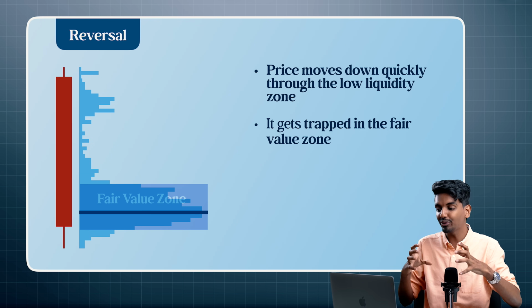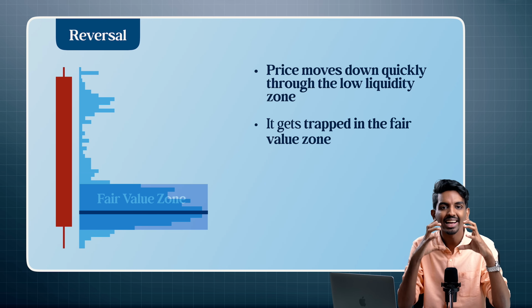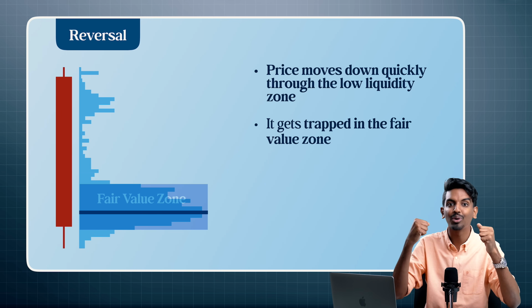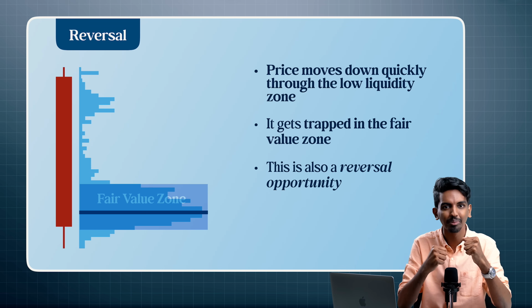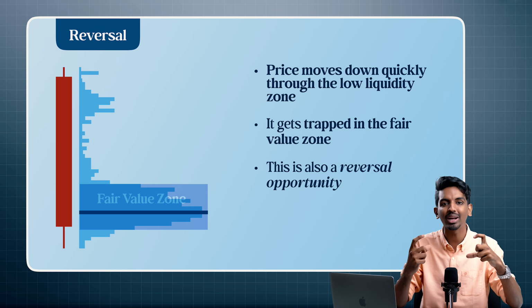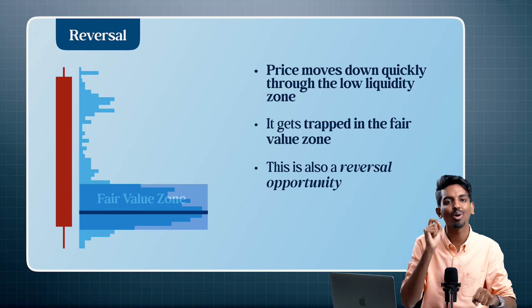But towards the end of the day, they got trapped in this high gravitational zone. That means they were not able to continue with their selling pressure. So if price moves very strongly in the beginning but gets trapped in the fair value zone, it is a good reversal opportunity for you.